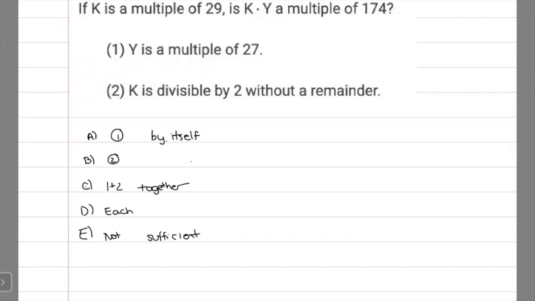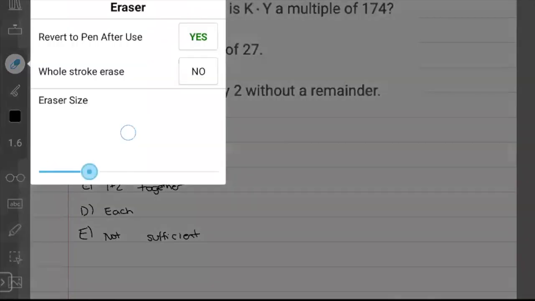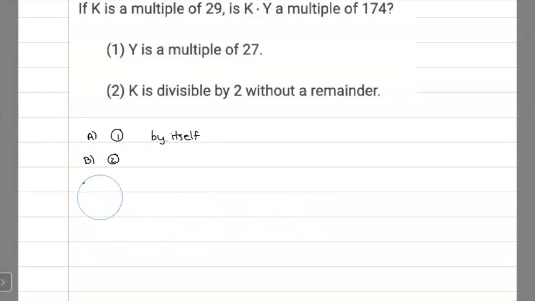So just to clarify, when we say sufficient, we mean that we can get a definitive answer to the question. So basically, there's no doubt as to what the answer is. And with these questions, it's tempting to go straight to the statements to figure out if they're sufficient. But what you actually want to do is focus on the question itself. First, figure out what kind of question it is. By that, I just mean if it's a value question where you're trying to find a specific number, or if it's a yes or no question.